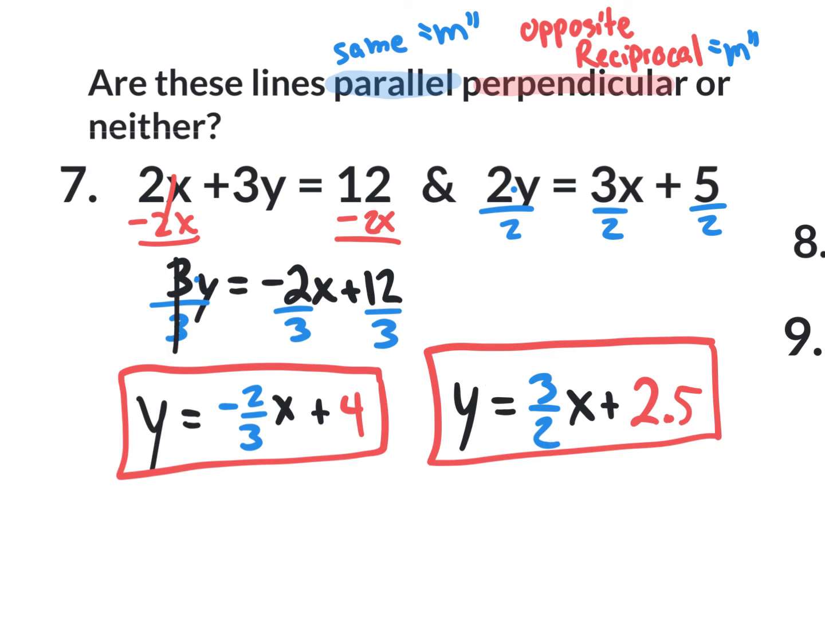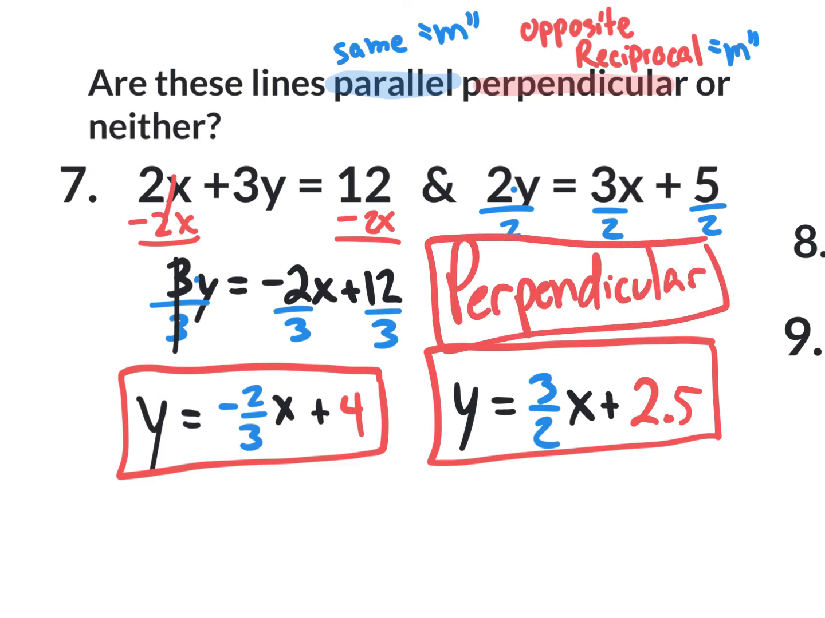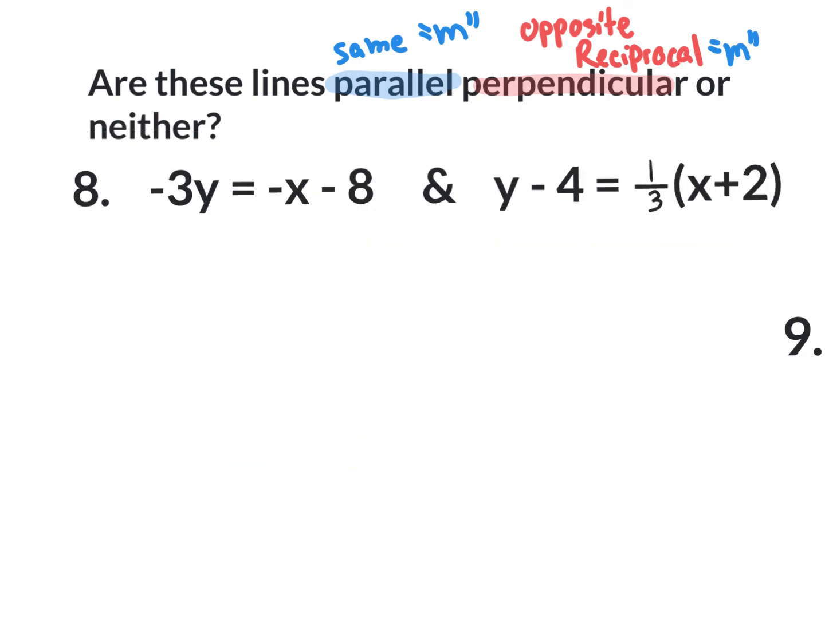So fact number 7, classify them as perpendicular lines. Perpendicular. So select perpendicular and you'll get this question right. Let's move on to another one. Are these lines parallel, perpendicular, or neither?